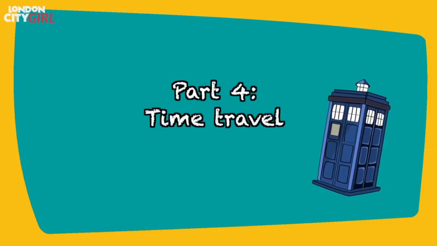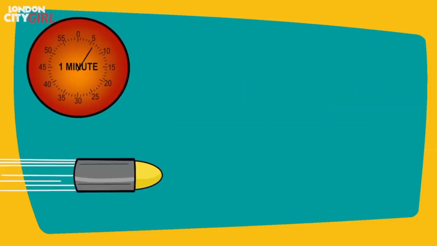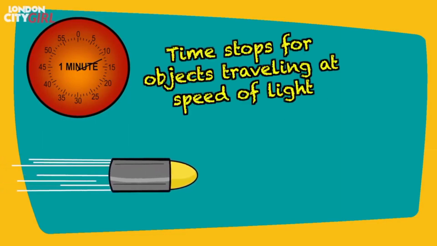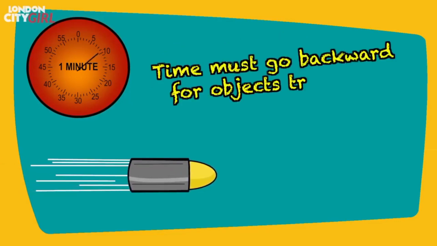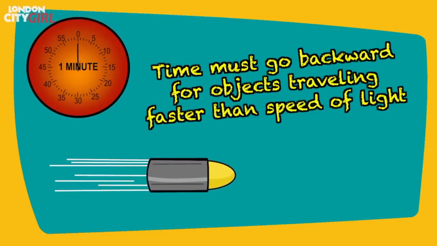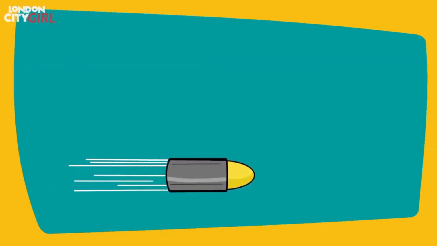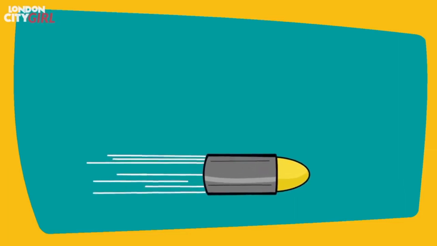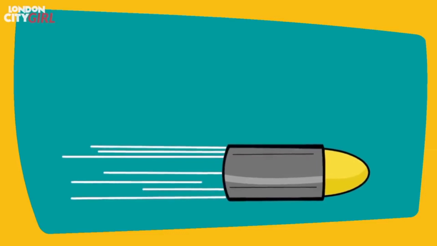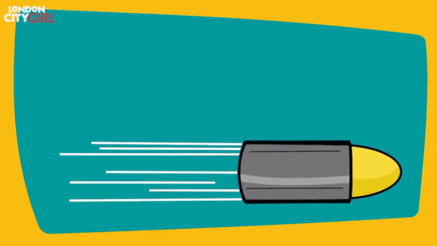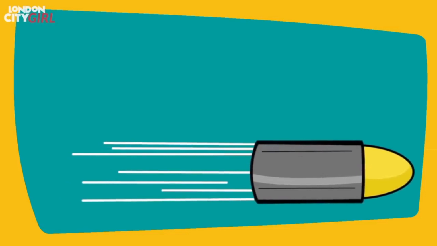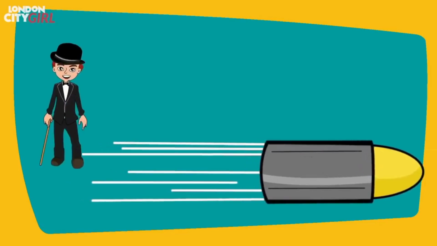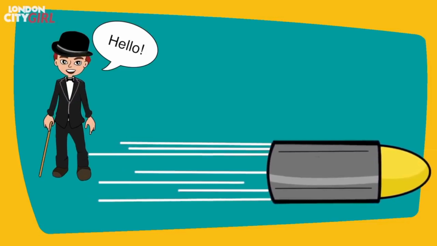Part 4. Time travel. Time slows down for objects travelling close to the speed of light, and time stops altogether for objects travelling at the speed of light. It then follows that time must go backwards if objects travel faster than the speed of light. So far, it has been seen that no object can travel at the speed of light. On approaching the speed of light, objects start to increase in mass rather than speed, and it would take an infinite amount of energy for an object to achieve the speed of light. This is why we cannot travel back in time. We simply have not been able to reach a greater speed than the speed of light.